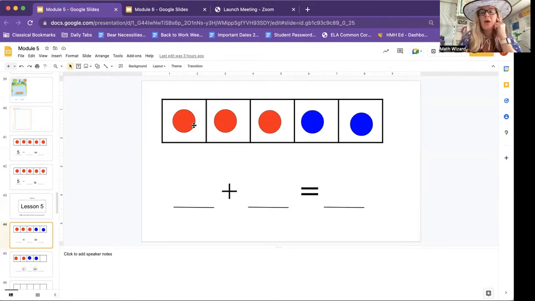Okay, so I have how many red ones? Let's count. 1, 2, 3. Now, do you remember when we're writing an equation, we put that first right here, 3. Do you remember what this sign is called? It's a plus sign. Plus means addition, adding. 3 plus, how many blue ones? 1, 2. 3 plus 2 equals how many?